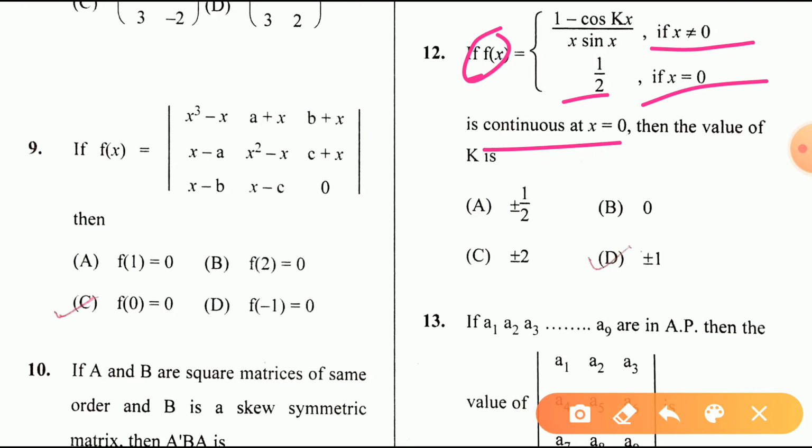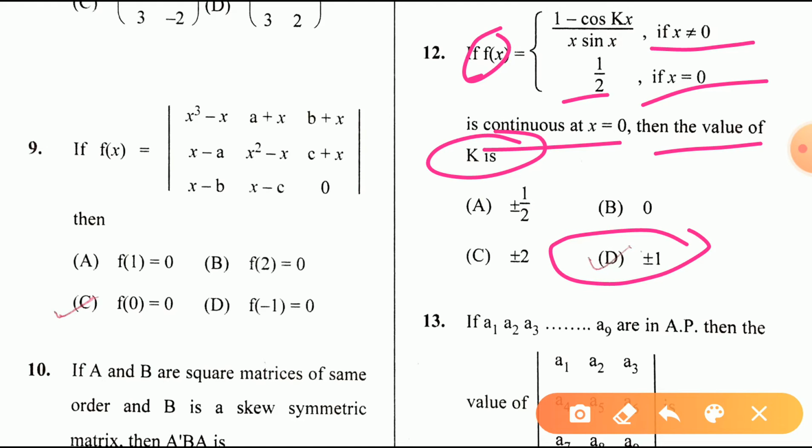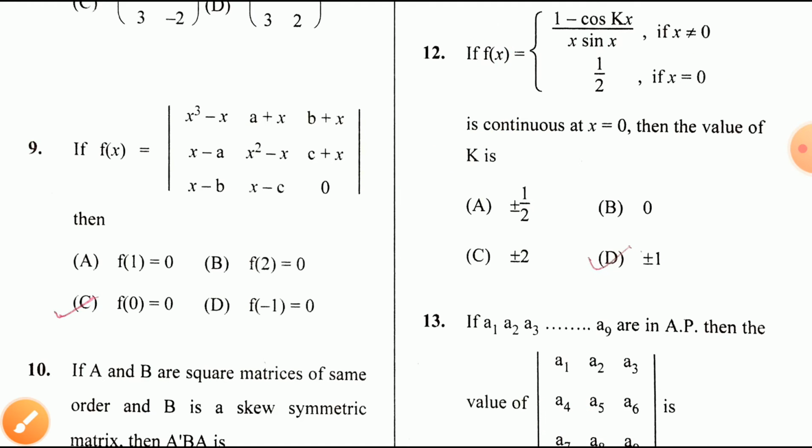Is a continuous function at x equal to 0, then the value of k is, okay, here by using L'Hospital's rule, because putting x equal to 0, we get 0 by 0, an indeterminate form. Because of this, by using L'Hospital's rule, after simplification the value of k is plus or minus 1. Therefore, the right choice of this question is D, that is plus or minus 1.